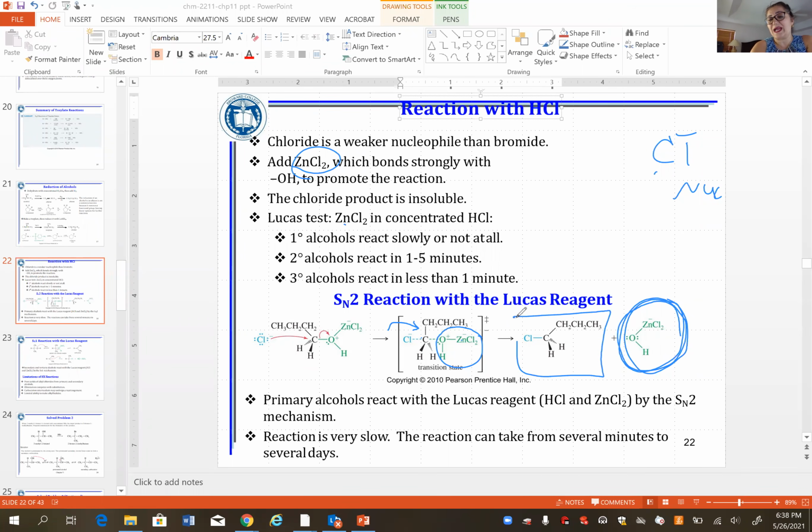The product of the reaction of alcohol with HCl is an alkyl halide. The alkyl halide is a precipitate, and because it's a precipitate, it makes the solution cloudy. You can tell how fast this reaction has taken place by how fast the precipitate forms. This is not a very fast reaction for primary alcohols, even though it goes through an SN2 reaction. Secondary and tertiary alcohols go through an SN1 reaction.